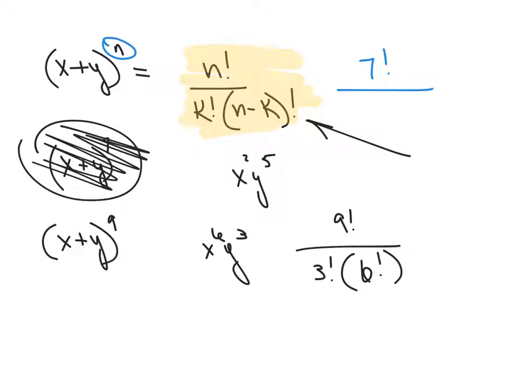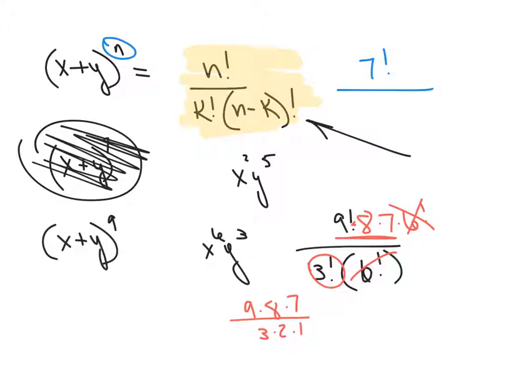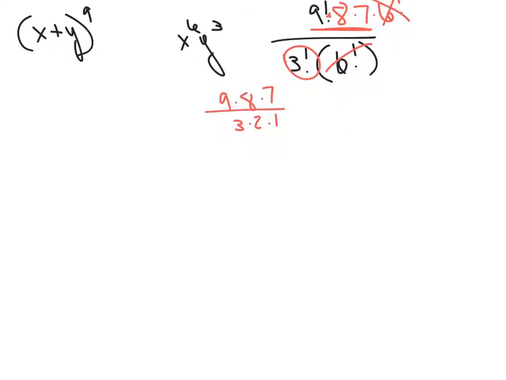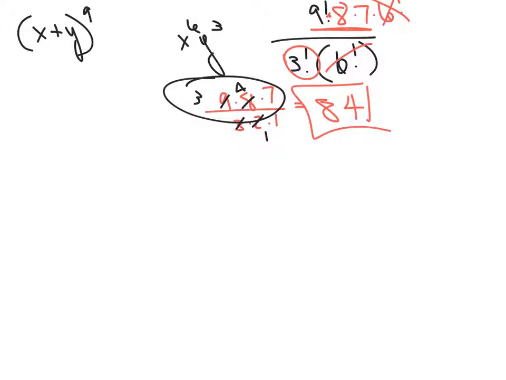Again, I'm going to cancel this with 6 factorial. Now all I have left is 9 times 8 times 7 over 3 times 2 times 1. When I do that, I can pretty quickly and easily get 84 for my answer. Those of you that are used to canceling would do that, and that makes it a lot easier. 12 times 7 is 84. Okay, so that's example 2.